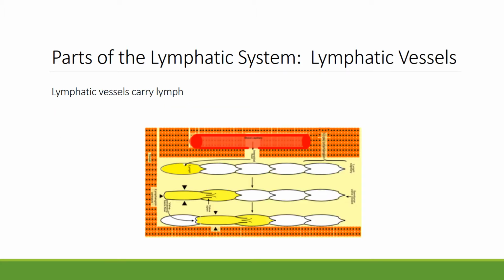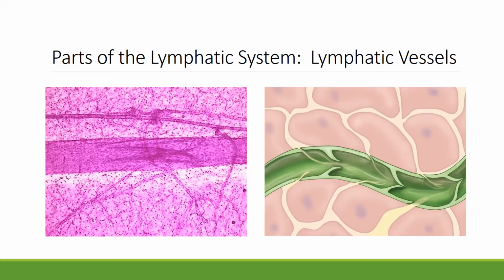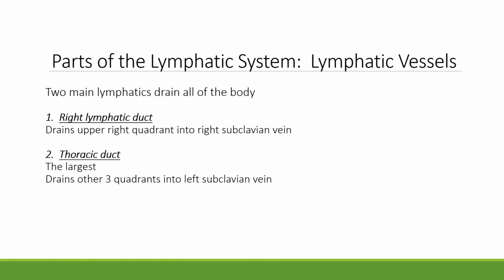Another important component of the lymphatic system is the lymphatic vessels, which carry the lymph or the liquid. On the right is a diagram of the lymphatic vessel, and on the left is a microscopic slide. There are 2 main lymphatics that drain all of the body. They are the right lymphatic duct, which drains the upper right quadrant into the right subclavian vein, and the thoracic duct, which is the largest, and drains the other 3 quadrants into the left subclavian vein.